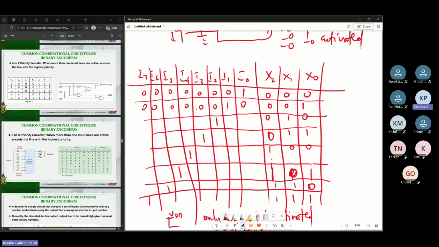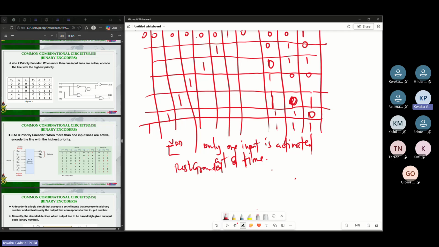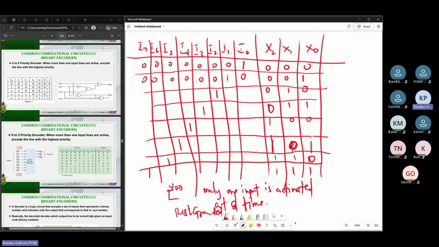So what I was trying to say is that if you want to get the expression for the output in terms of the inputs, let's see how that one goes. Here, you realize that if we want to write the expression for x2, it is high at this point. Let me use yellow. It's high at this point, at this point, at this point, and lastly at this point. Then you go and check where you are having the one.